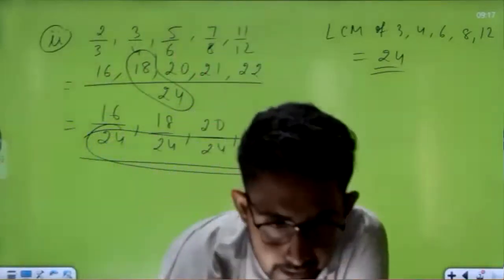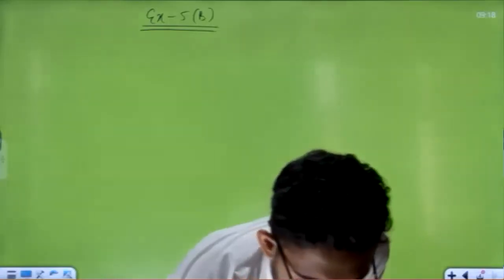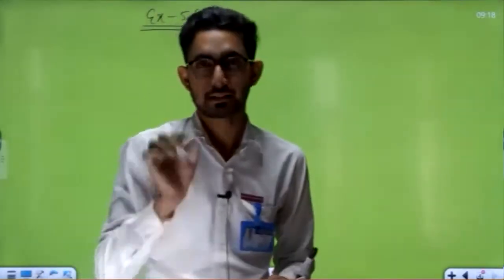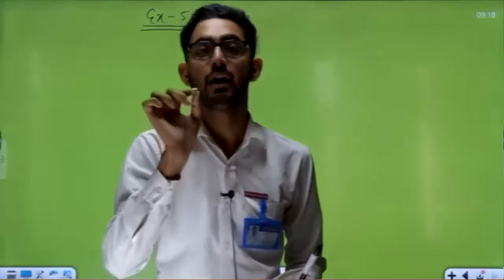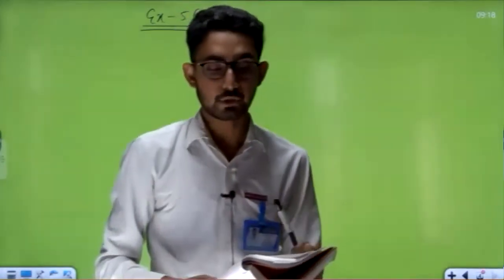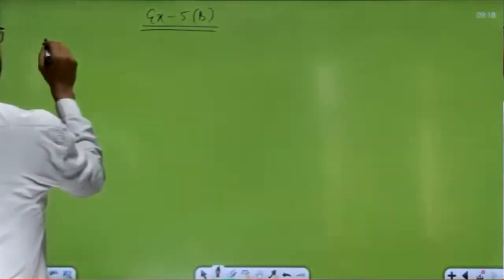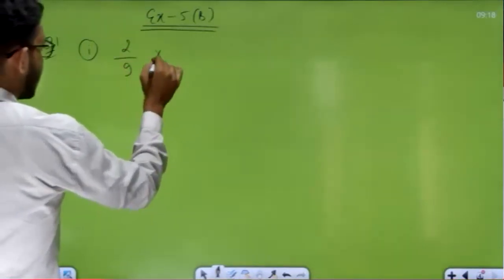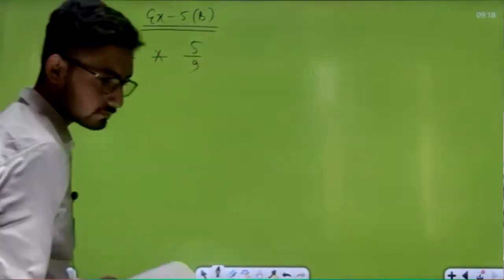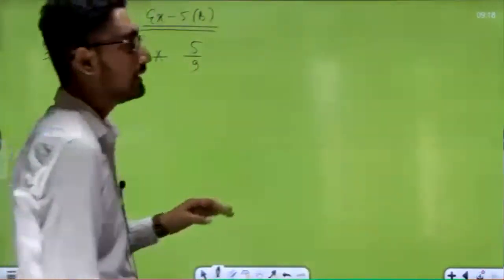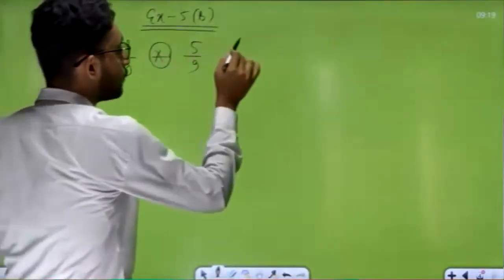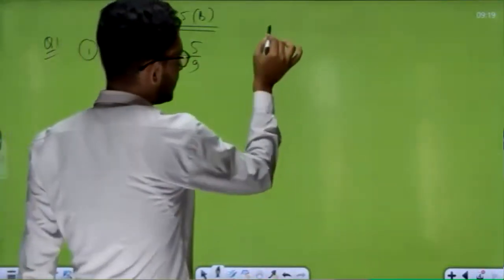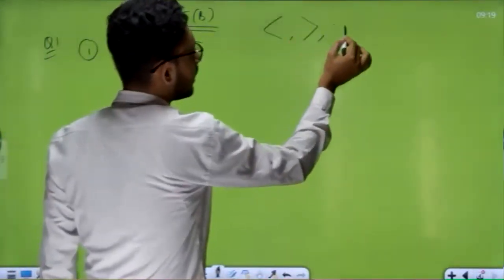My voice is coming properly only? First question: replace the star with less than, greater than, or equals to, to make the statement true. What is the meaning of the question? See here. In this question, first part, 2 upon 9, star mark, 5 upon 9. Very simple: instead of the star mark, what sign do you have to put? Less than, greater than, or equals to.